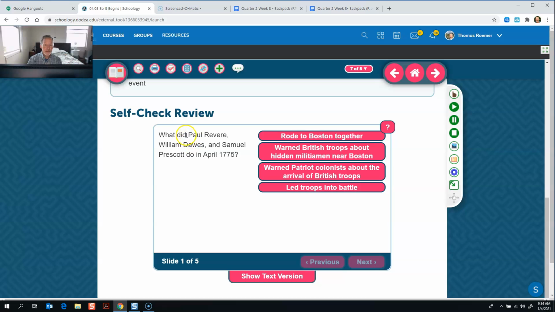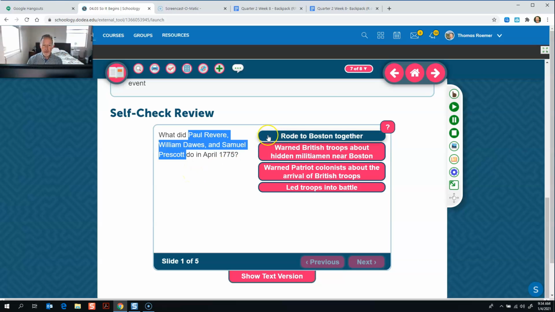So we've got 3 gentlemen right here, Paul Revere, William Dawes, and Samuel Prescott. What did they do in April of 1775? The name I know mostly is Paul Revere. Paul Revere's Midnight Ride. One if by land, two if by sea. So he had 1 lantern if the British were coming over land, and 2 if by sea.